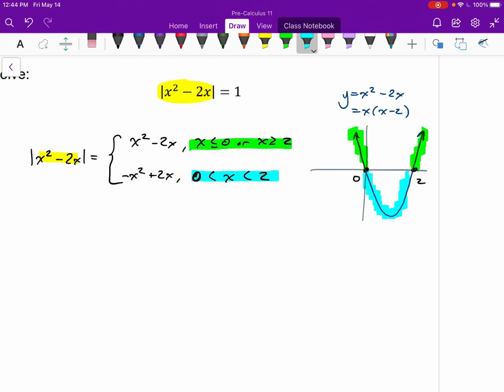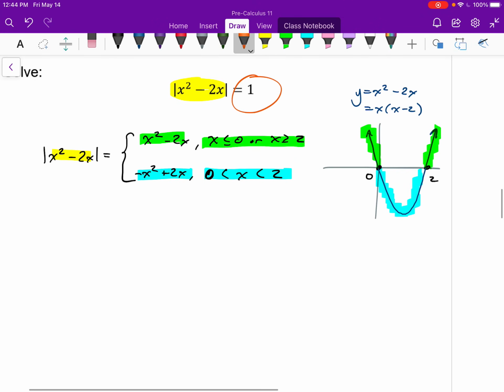Okay, so now with that done, now I can look at my two pieces, right? This piece here and this piece here, and make them both equal 1, because that's the right-hand side of the equation, and then check those solutions with my restrictions. And so let's look at the top piece. Let's look at x squared minus 2x and make that equal to 1.